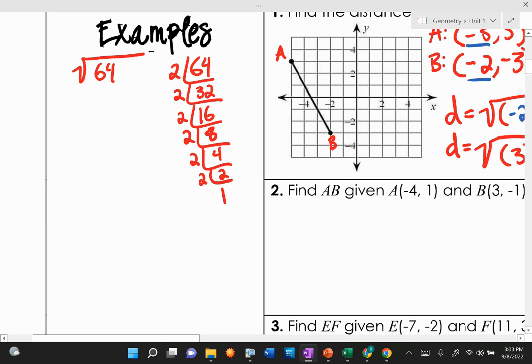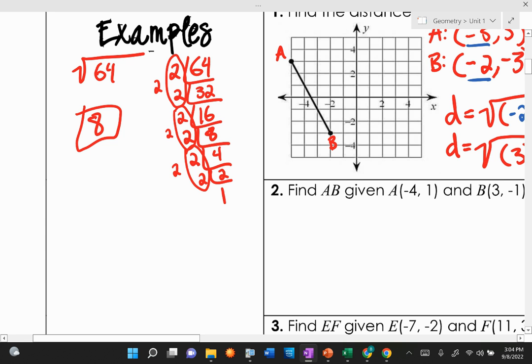Once we get down to the 1, this is where you're going to start pairing up numbers. So how many pairs of 2s do you have? You have 3 pairs, not 6 pairs. So I have a 2, a 2, and a 2. Once you pair them up, you can smush them together. So how many 2s do I now have? 3. Multiply them together: 2 times 2 times 2. So the square root of 64 is 8.